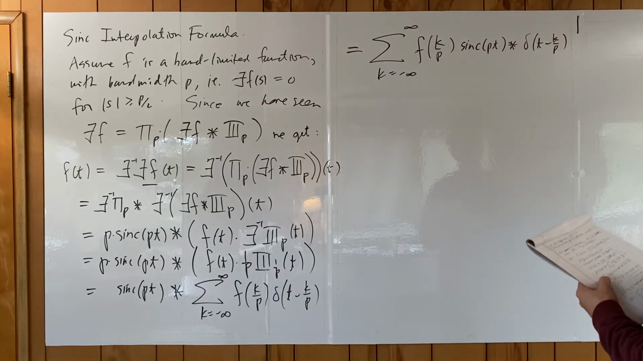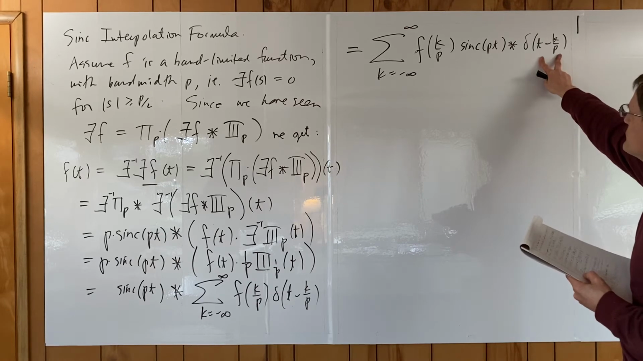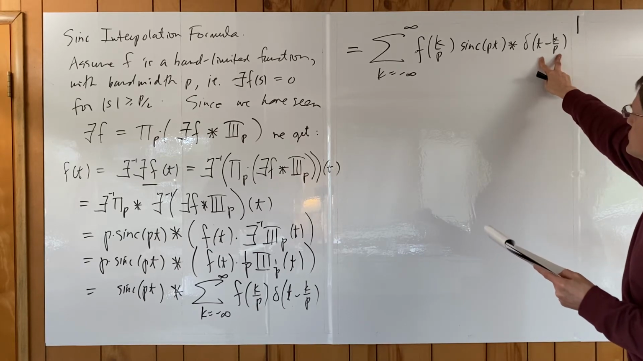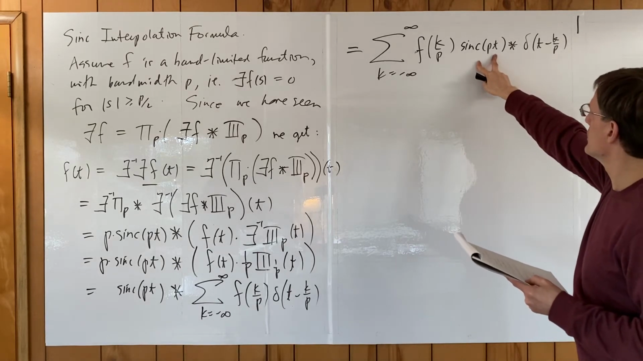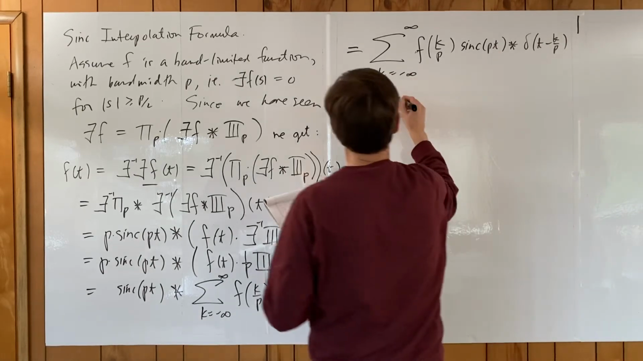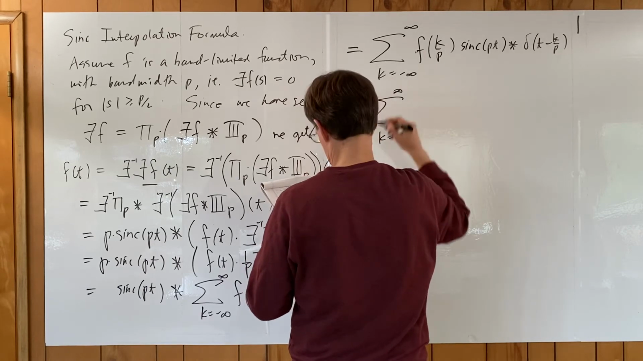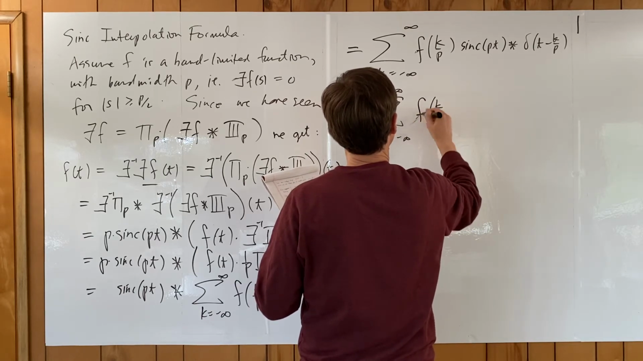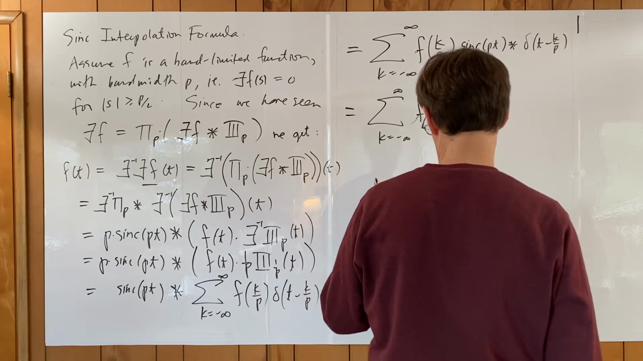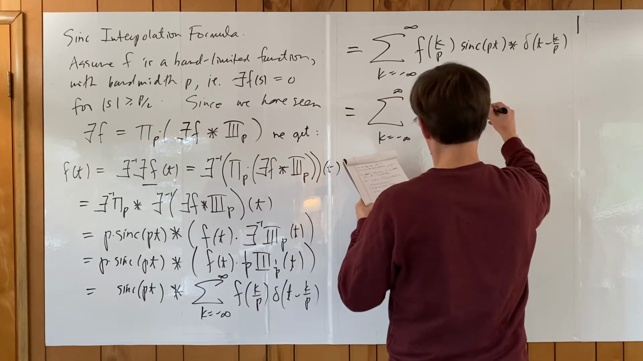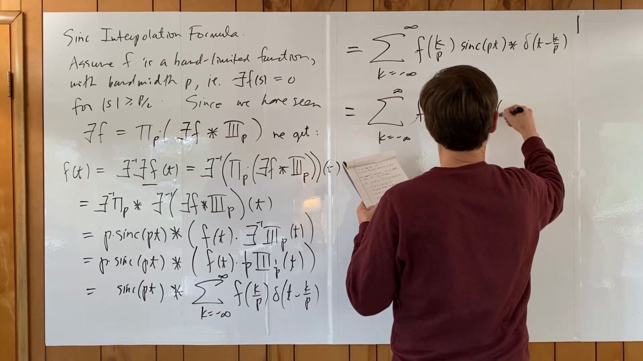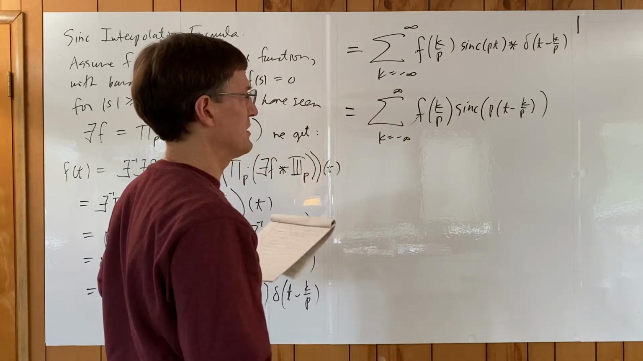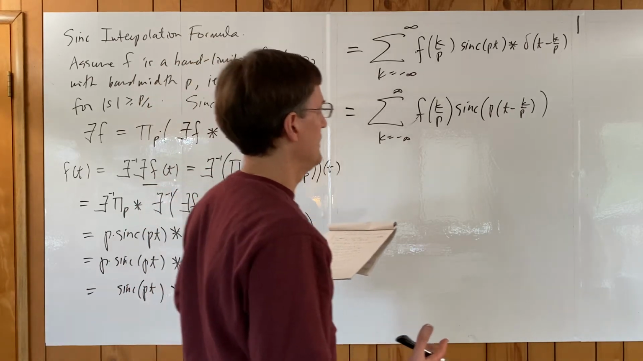Now remember that if you convolve with a delta that's shifted, this is just going to give a shifted version of this sinc function here. So we now get the summation k equals minus infinity to infinity, and we get f of k over p. And here we just get the sinc function at p times t minus k over p.